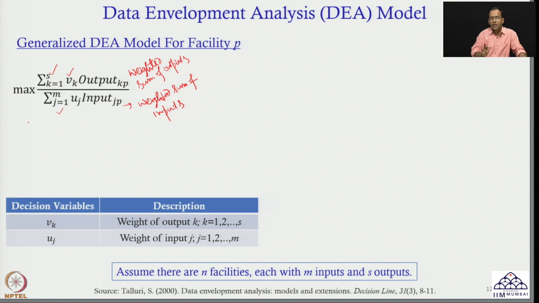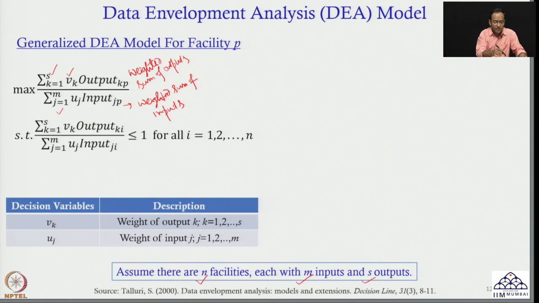Now, I also have to write the constraint. So, what is the constraint? The constraint is nothing but that the efficiency score of all of these facilities should be less than or equal to 1. And I am assuming that there are n facilities, each with m inputs and s outputs.